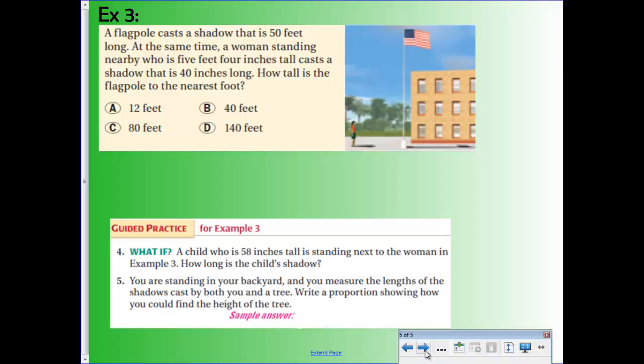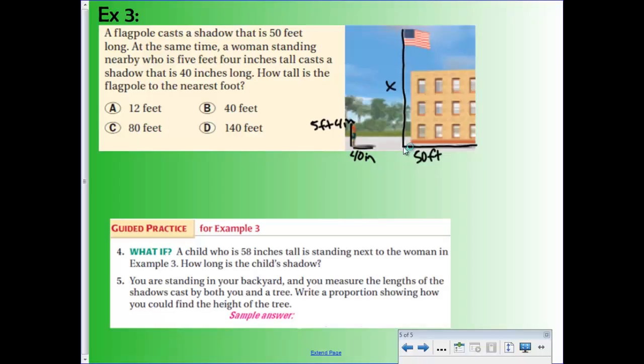How about this one? A flagpole casts a shadow that's 50 feet long. We have 50 feet is the shadow. A woman standing nearby is 5 feet 4 inches tall. My lady is 5 foot 4 inches. And the shadow is 40 inches. Her shadow is 40 inches. I want to know how tall is my flagpole, so I'm going to call it X.